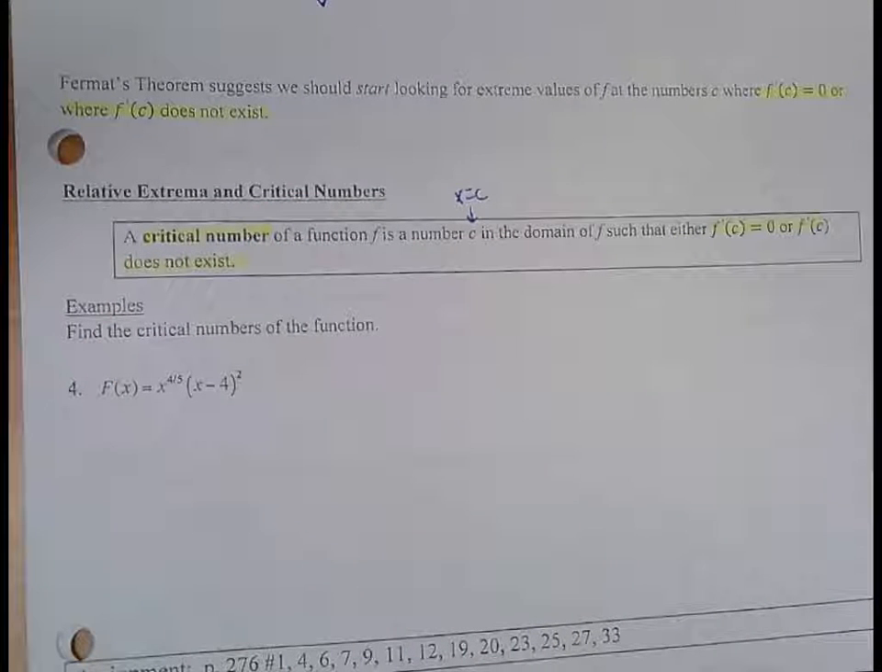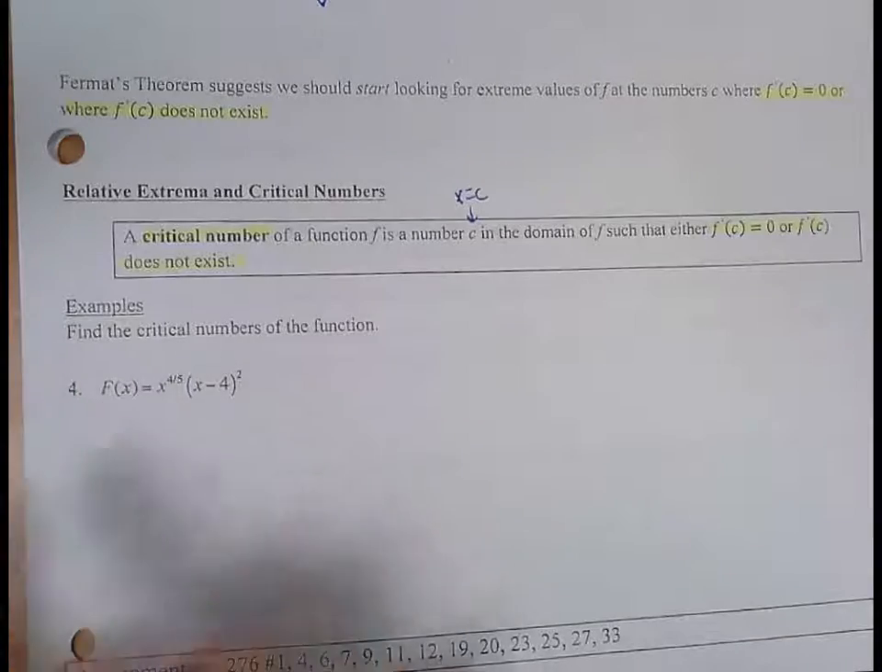So keep in mind we are continuing with 4.2 tomorrow. I'm ending with just finding critical numbers. So when you are looking for absolute maxes and mins of a function, you start by looking at the critical numbers. You start by looking to see where is the derivative 0, where does the derivative not exist.